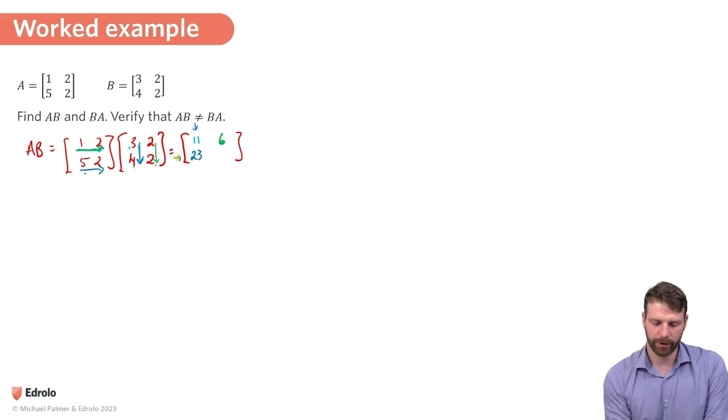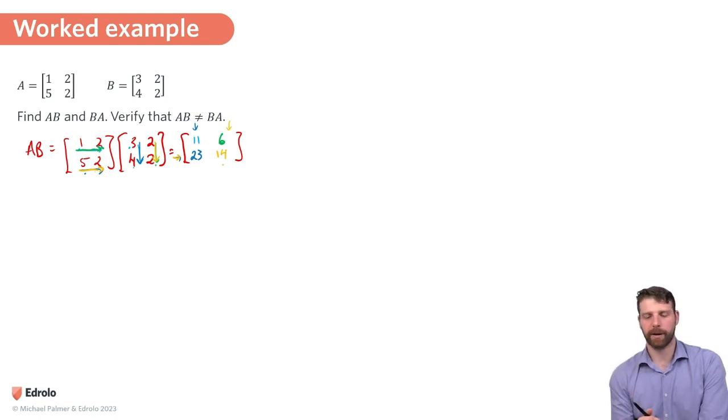Last one, I'm in row 2, column 2. To find that entry, I need to look at row 2 and column 2 in the first two matrices. So I've got 5 times 2, that's 10, plus 2 times 2, that's 4. So in total, I have 14. Okay, so that's my final matrix there. Awesome, lots of colors, that's cool.